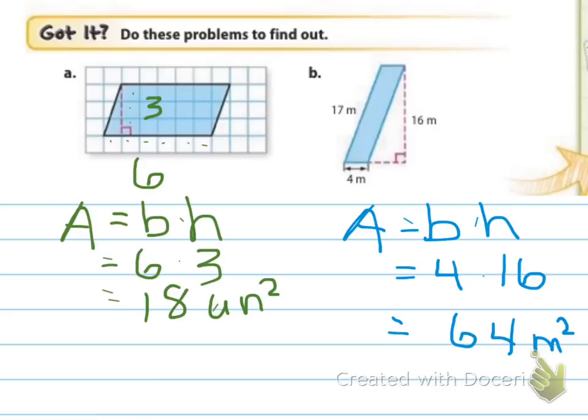All right, and here are the answers. Notice that I wrote my formulas each time, and that's really what I would like for you to do. So please make sure you write your formulas and then fill in your units. Your answers will be 18 units squared and 64 meters squared.